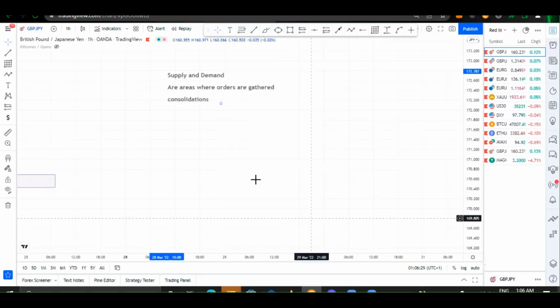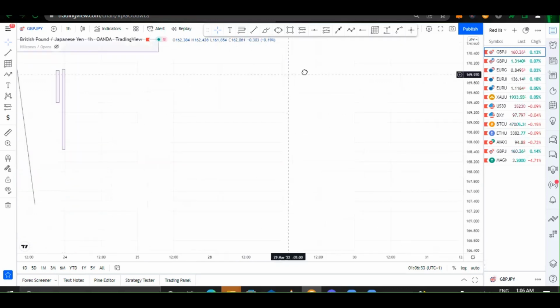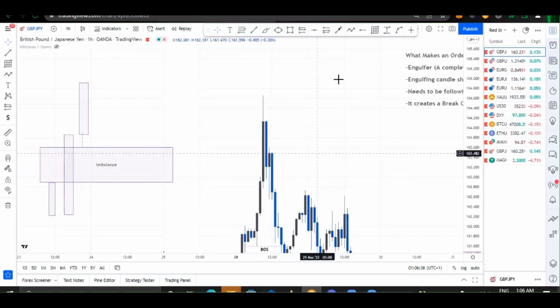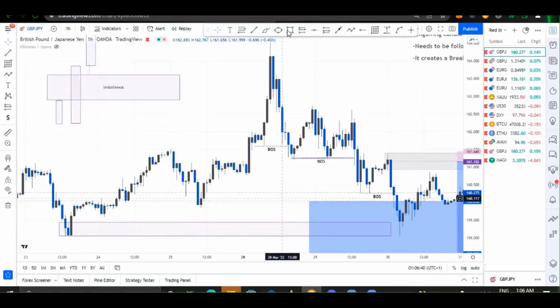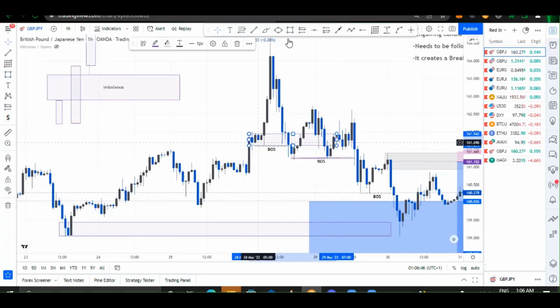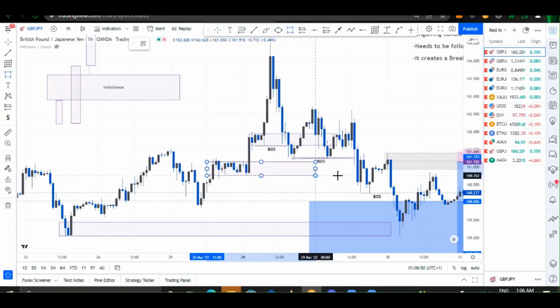If you are looking at a chart, I'm still on the same chart, so don't mind that most of the drawings you'll be seeing are repetitive. If you're on a chart and you see areas of consolidation, those are areas of supply and demand. So you see areas like this. These are areas of supply and demand. That's an area of demand right there.